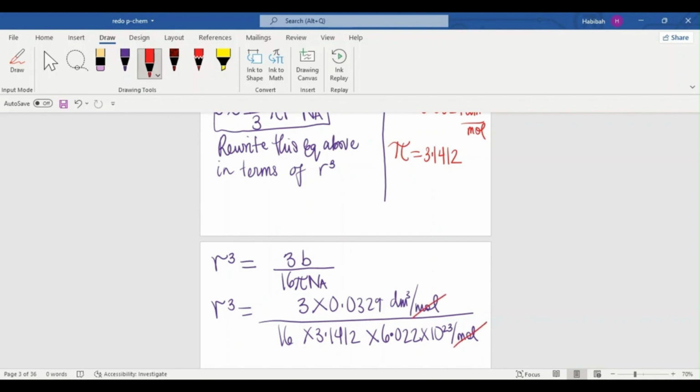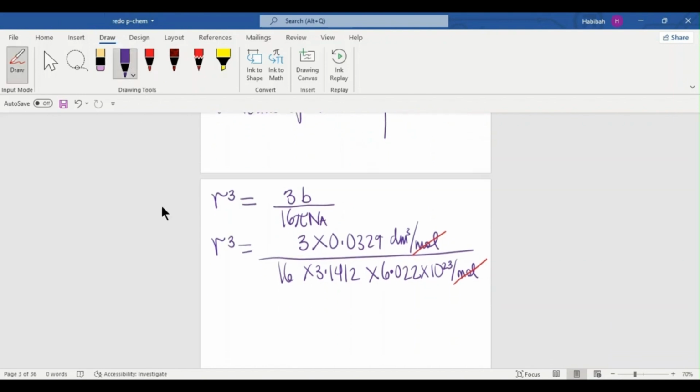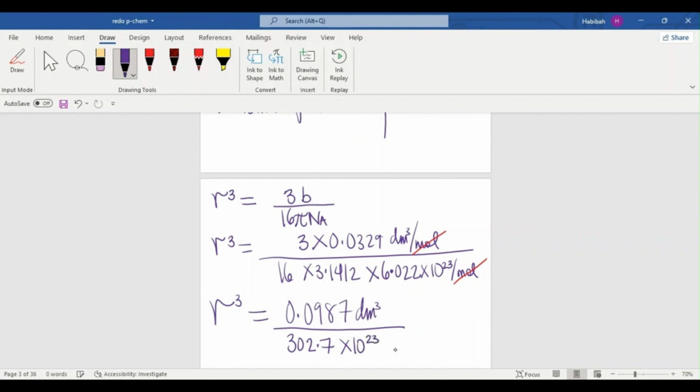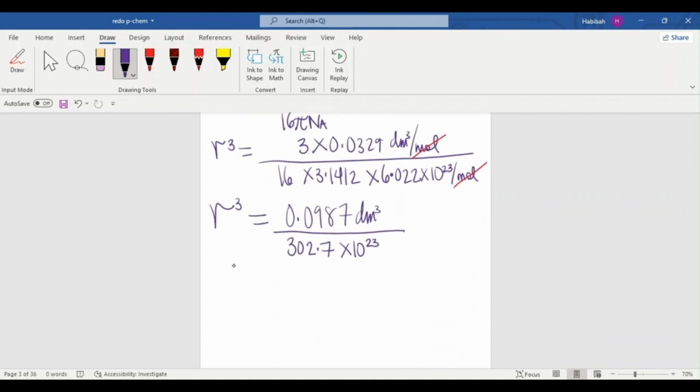You have decimeter cube. So r cube is going to equal 3 times 0.0329 decimeter cube. When you multiply the numerator, you have 0.0987 decimeter cube. And then you divide by what is in the denominator. You multiply 16 times 3.1412 times 6.022 times 10 to the power of 23. When you multiply that, what you end up with is 302.7 times 10 to the power of 23. Yeah, that's it.